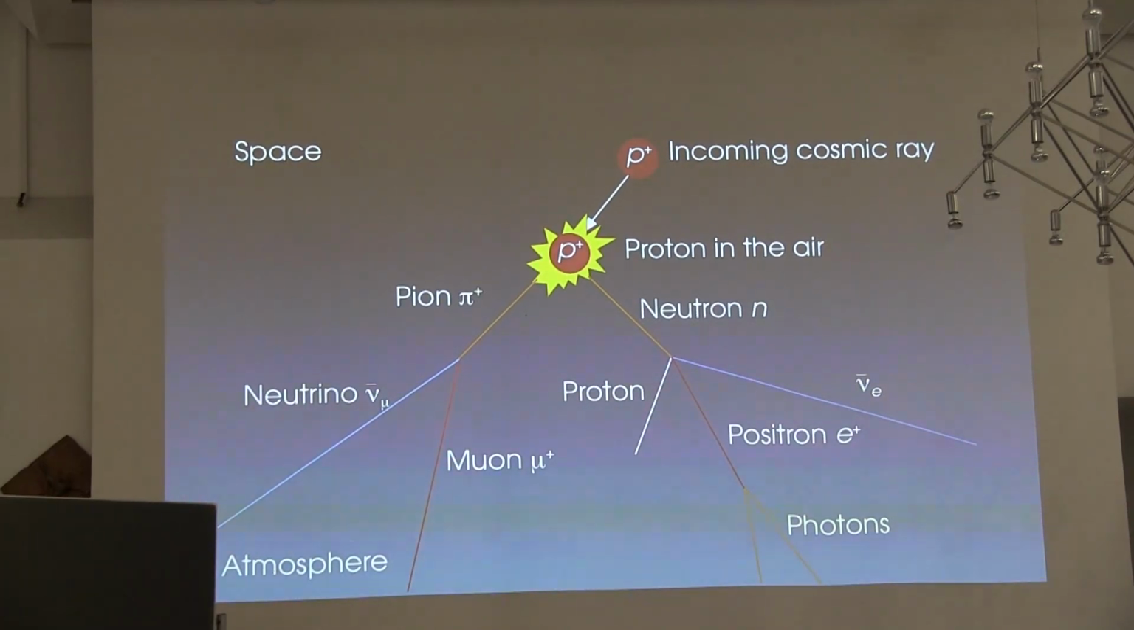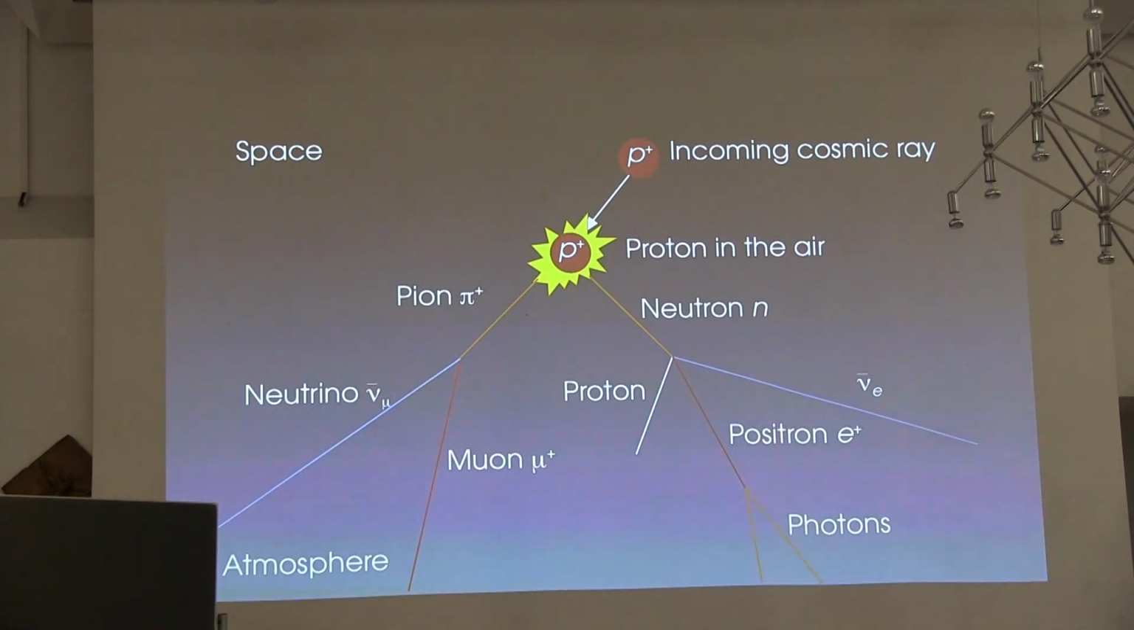The positrons and the electrons will interact and create more photons. The final result at sea level, at ground level, is typically made up of muons and neutrinos. Everything else dies along the way.